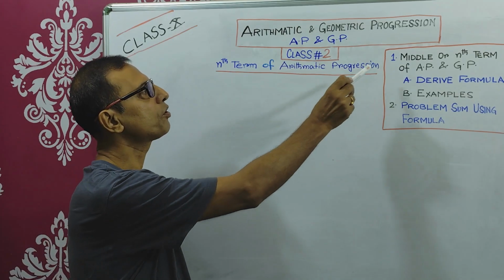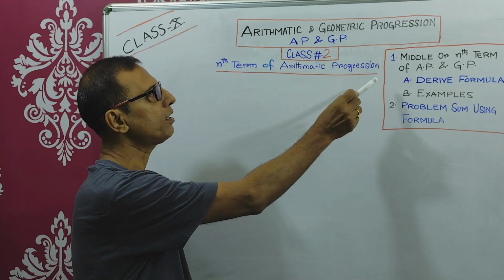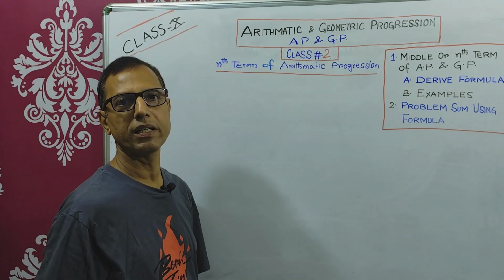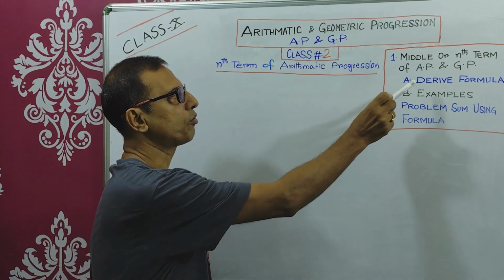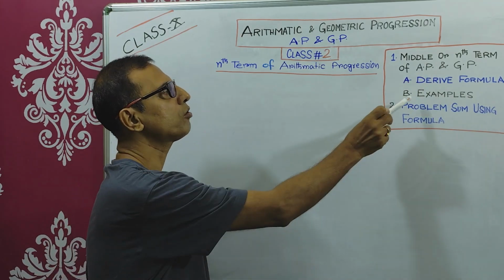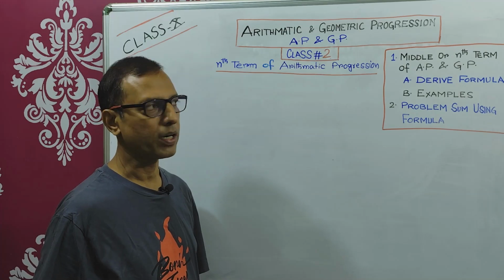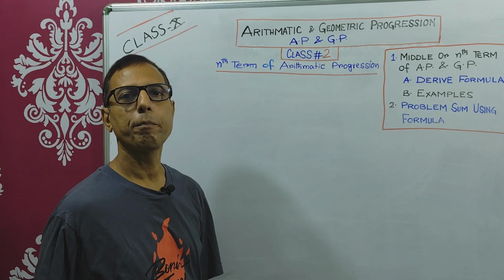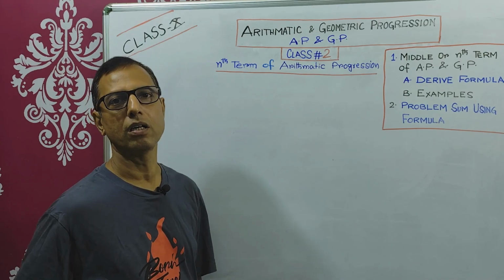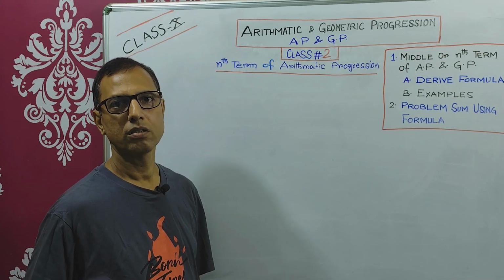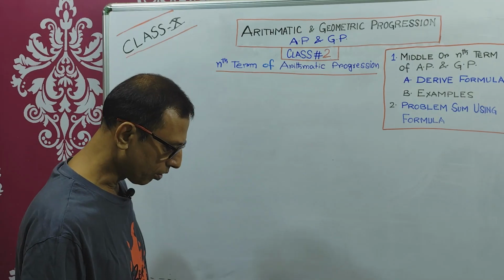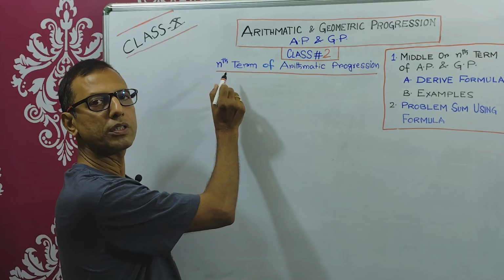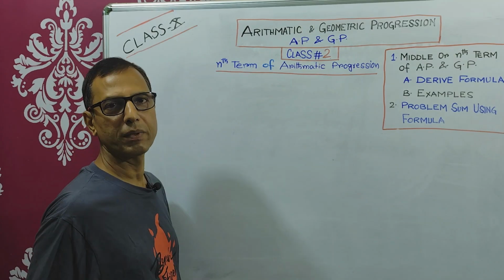So what we are going to cover today? We are going to cover today how to derive the middle or nth term of an arithmetic or geometric progression. So how to derive the formula and also the examples, right? Why you need the formula to understand, and then secondly some problems using these formulas for AP and GP. Okay, so let's start. So first I am going to show you how to derive nth term of arithmetic progression.